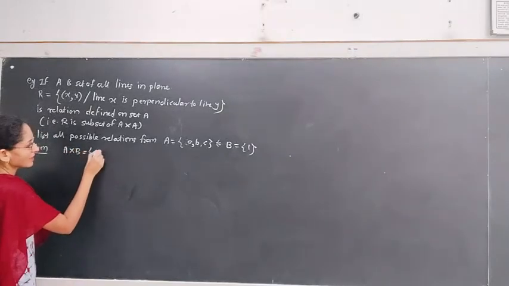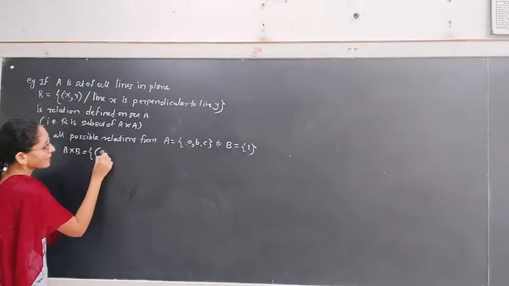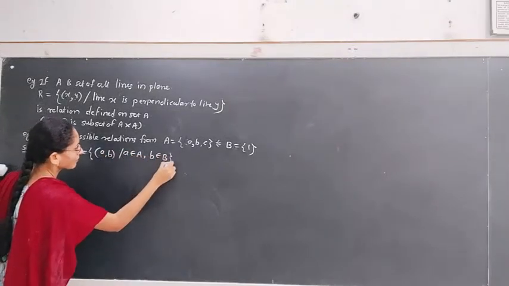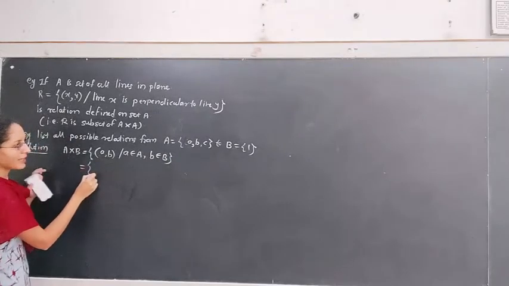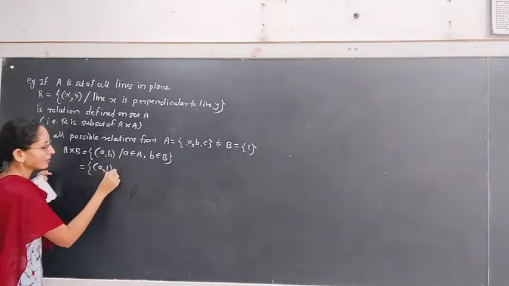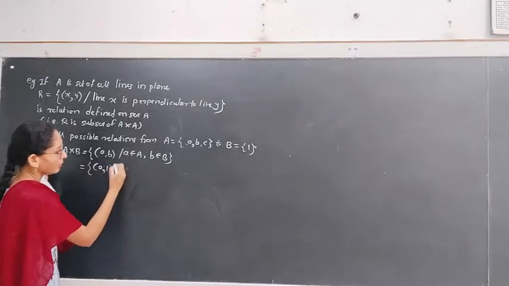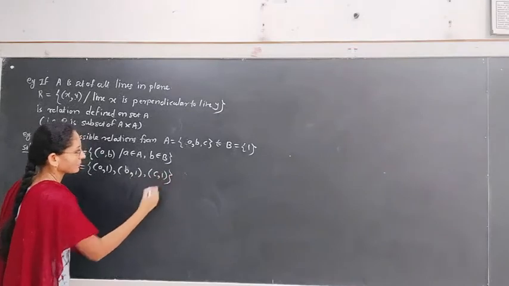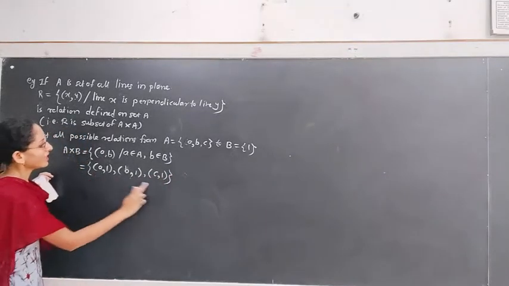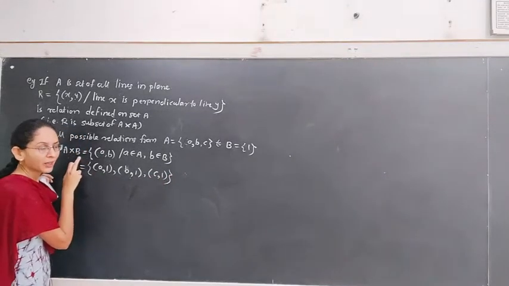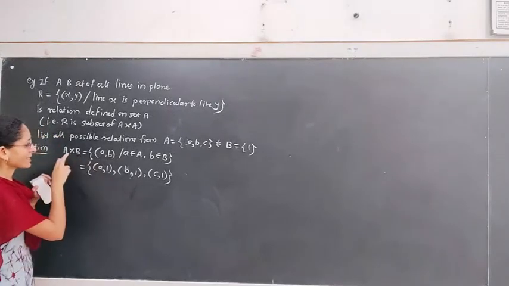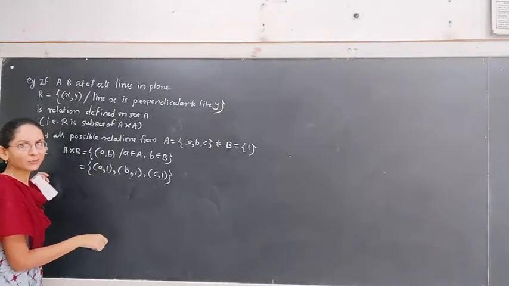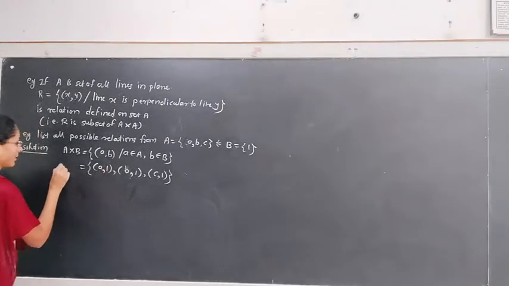A cross B is the set having ordered pairs (a, b) where a belongs to A and b belongs to B. This is equal to the elements (a,1), (b,1), (c,1). These are the elements of the set A cross B. Now we take the possible subsets of A cross B. Then we will get the possible relations from A to B.